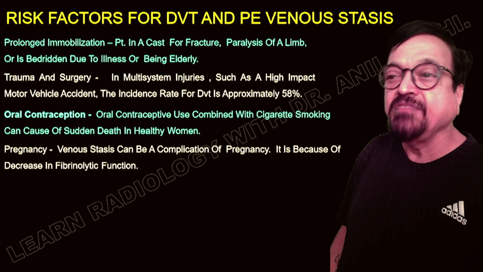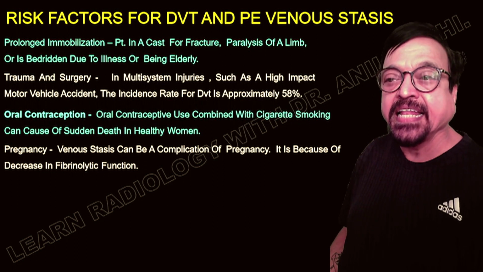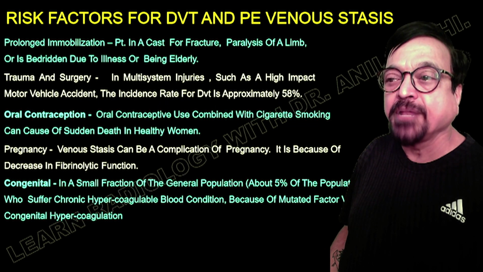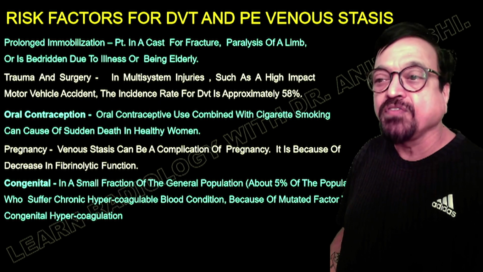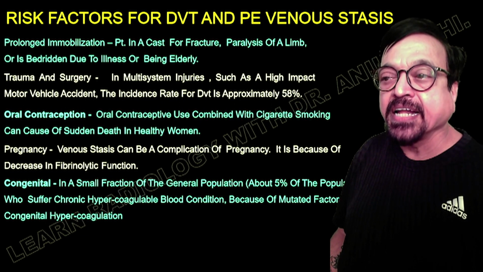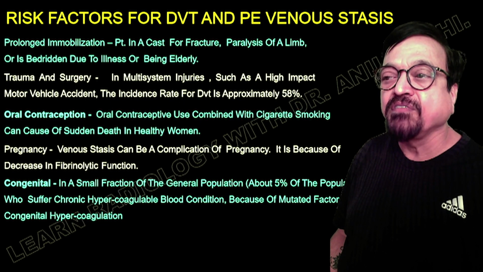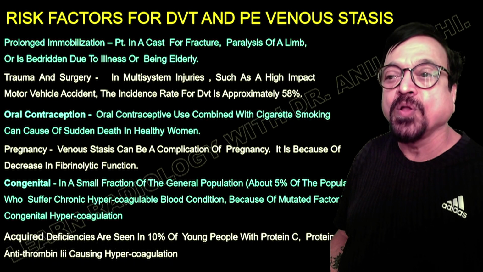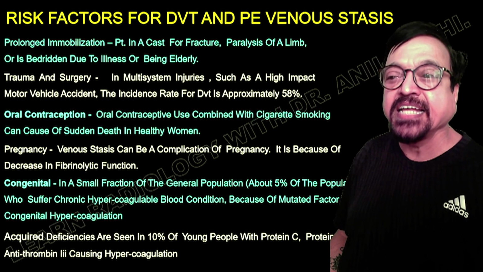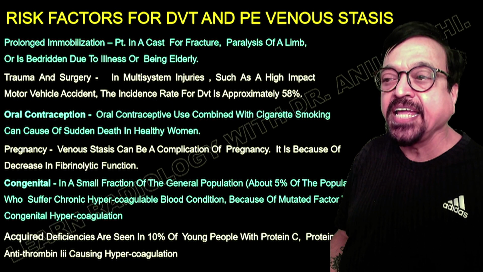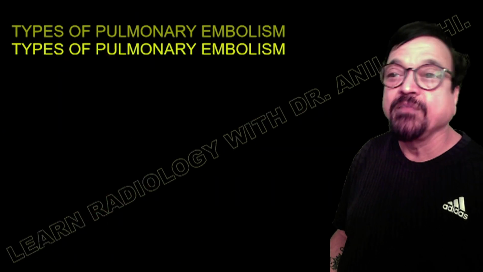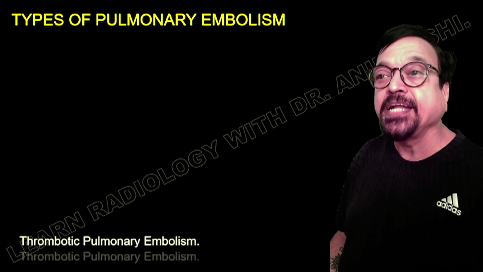Now in pregnancy, venous stasis can be a complication of pregnancy. It is because of the decrease in fibrinolytic functions. Now, congenital hypercoagulability affects a small fraction of the general population, about 5%, who suffer from a chronic hypercoagulable blood condition because of a mutated factor like factor V, and congenital hypercoagulopathies. Now, acquired deficiencies are seen in 10% of young people with protein C, protein S and antithrombin III causing hypercoagulation. So anything that causes hypercoagulation predisposes to all these things.